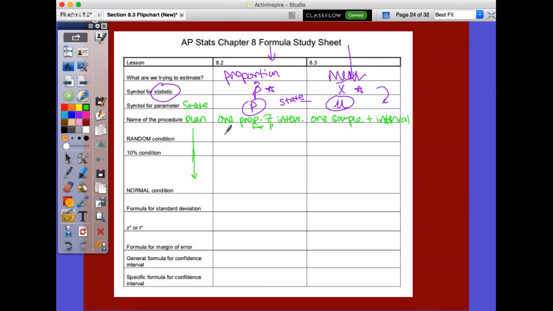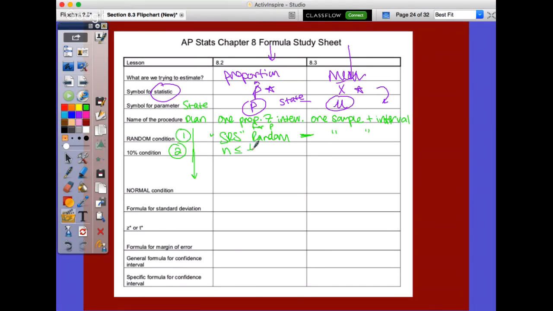The random condition, is it SRS we're looking for? We're also looking for random as well. Over here, we're looking for the same thing. So these two would be the same, okay? Therefore, the quotations. All right, the next one, 10% condition. This is the second condition. So this is the first, the second.